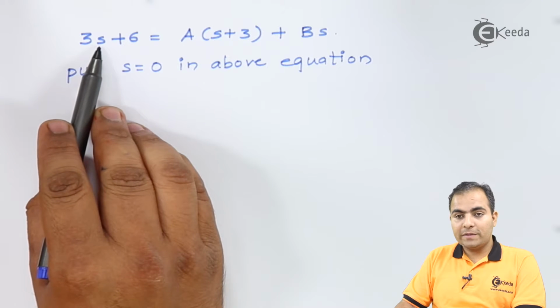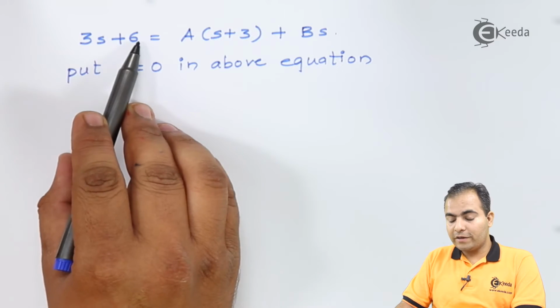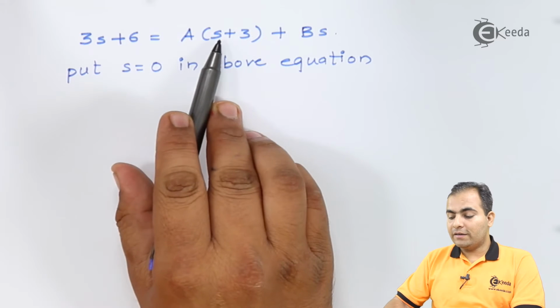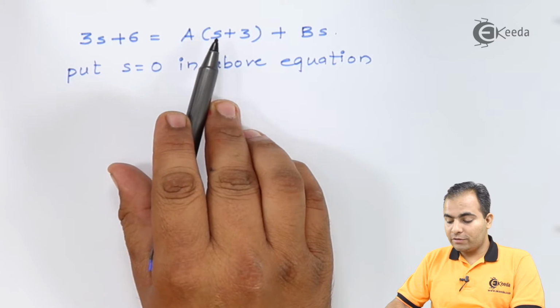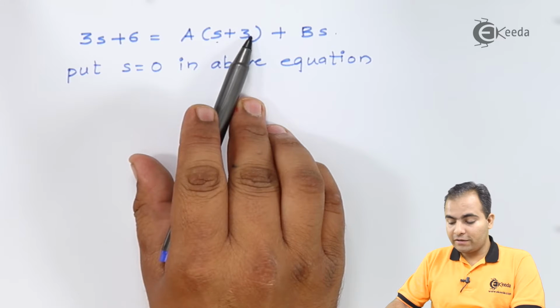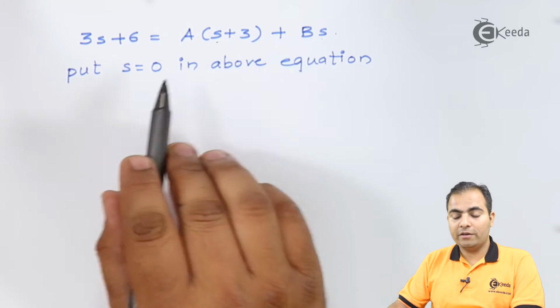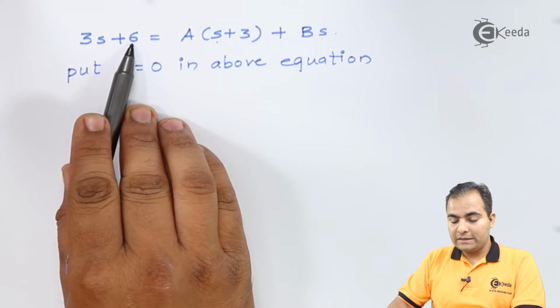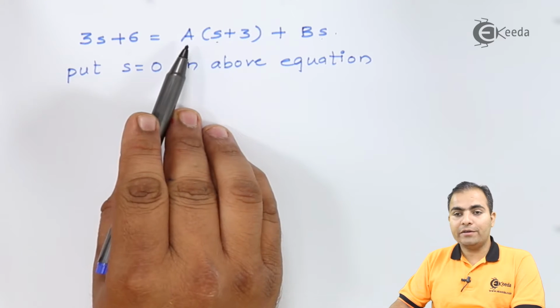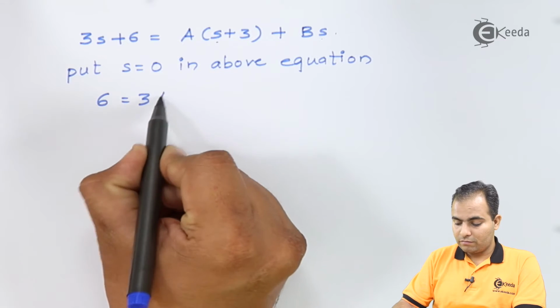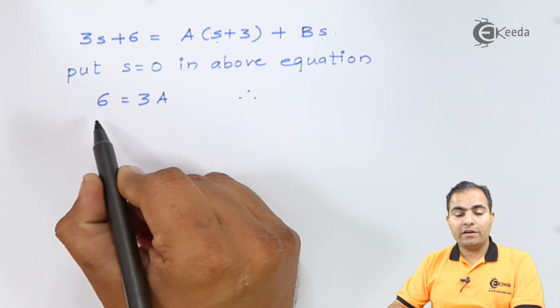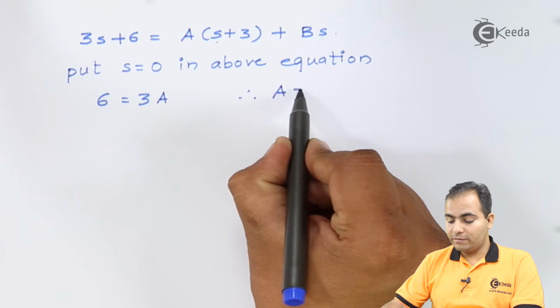If I replace this s by 0, then the whole product becomes 0, so on the left hand side we'll get only 6. Now here, if this s is replaced by 0, then we have only 3A on the right hand side, and this whole B part becomes 0 because this s has value 0. So what will be there? 6 on the left hand side and 3A on the right hand side. And if I shift this 3 to the left hand side, what will we get? Your A value becomes 2.